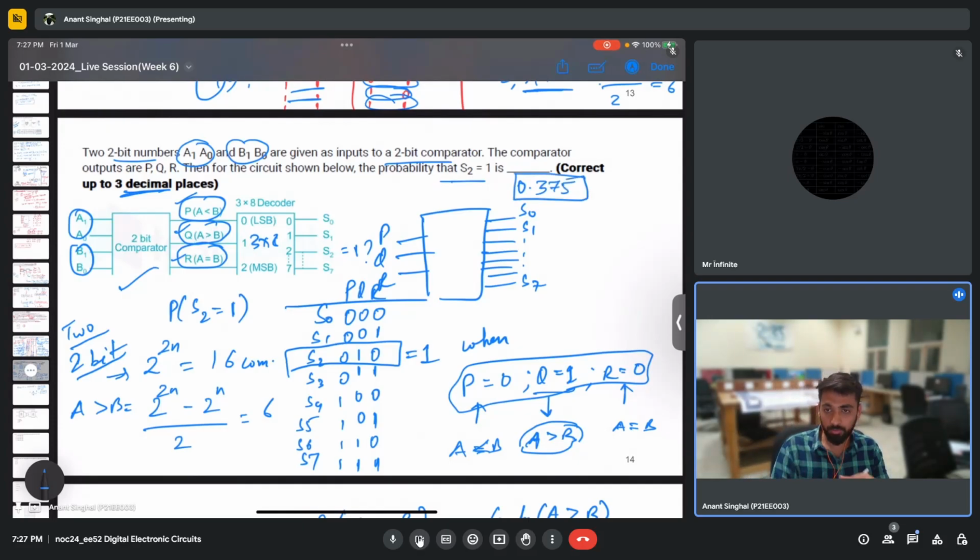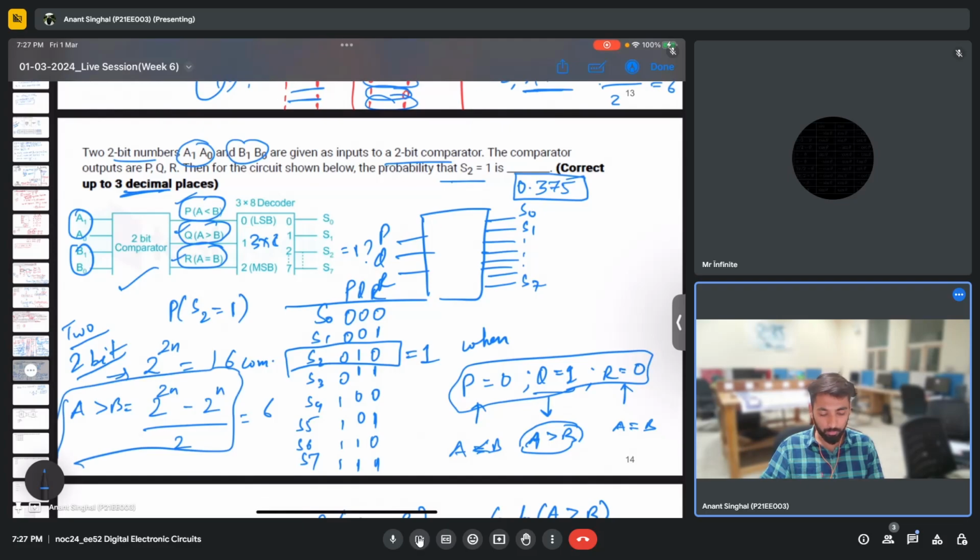So this was a great question, very good in terms of the knowledge acquired. Here you get to know how many combinations are possible in a 2-bit magnitude comparator, and we also get to know some concept of decoder. So including all these things, we have wrapped this question up. Is there any doubt in this question? Please let me know if you have any doubt.